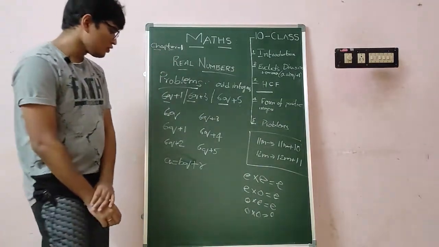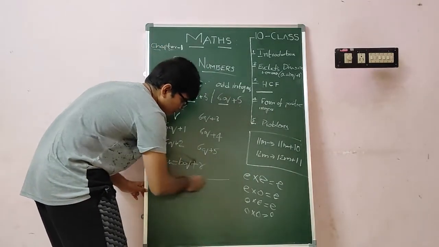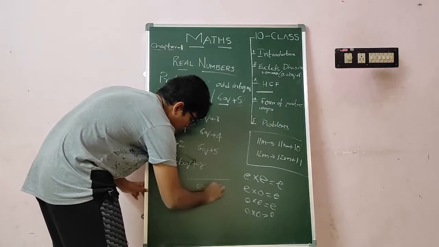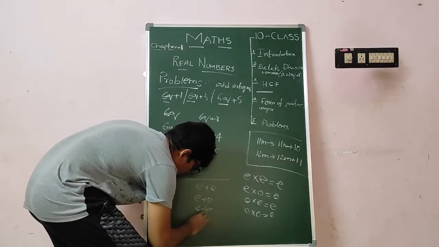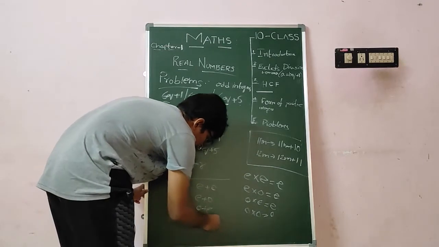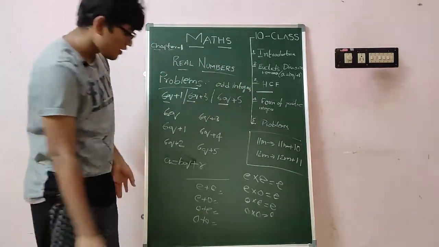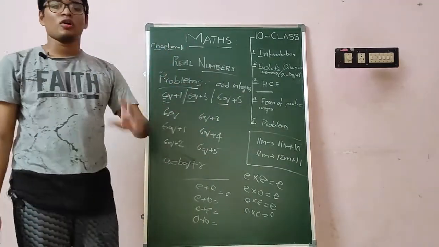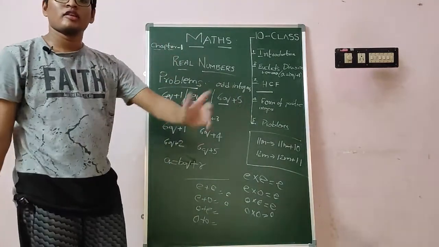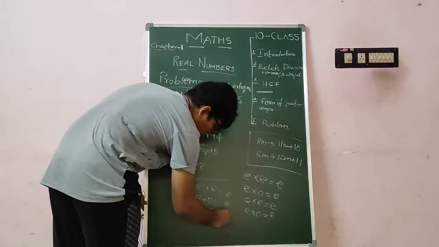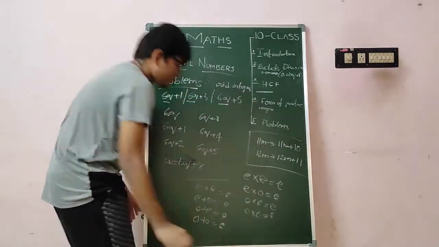Understood, students? We need to note another thing. I am writing here: even plus even, even plus odd, odd plus even, odd plus odd. Even plus even: take 2 and 4. 2 plus 4 is 6. 6 is an even number. Even plus odd: 2 plus 3 is equal to 5. 5 is an odd number. Odd plus even: 3 plus 4 is 7, again an odd number. And odd plus odd: 3 plus 5 is 8. It is even. Note down these two tables, students.